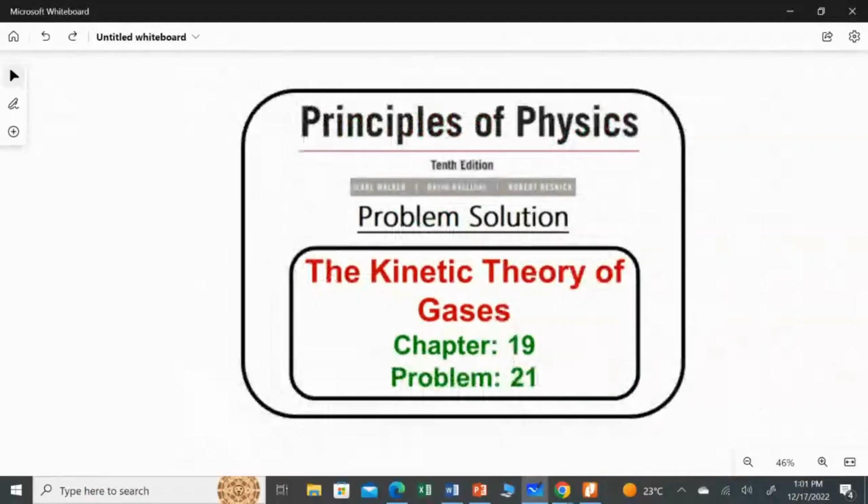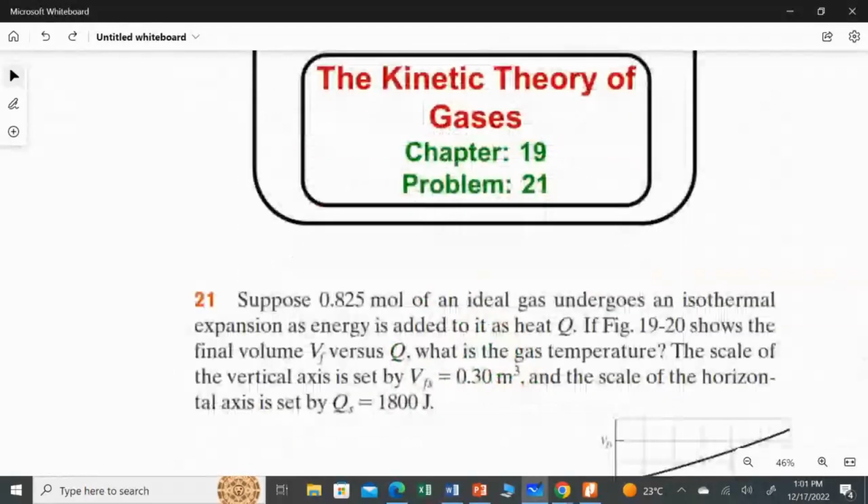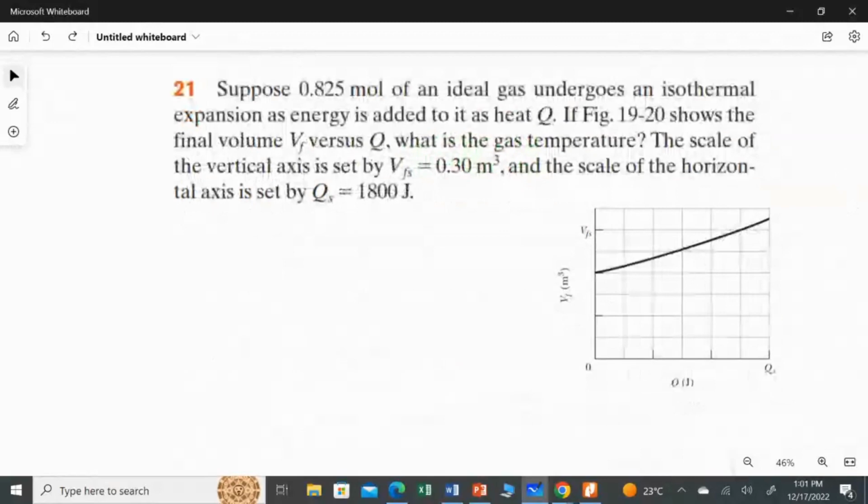In this video, I am going to solve problem 21 from chapter 19. Suppose 0.825 mole of an ideal gas undergoes an isothermal expansion as energy is added to it as heat Q. If the figure shows the final volume Vf versus Q, what is the gas temperature? The scale of the vertical axis is set by Vfs equal to 0.30 meter cube, and the scale of the horizontal axis is set by Qs equal to 1800 joules.